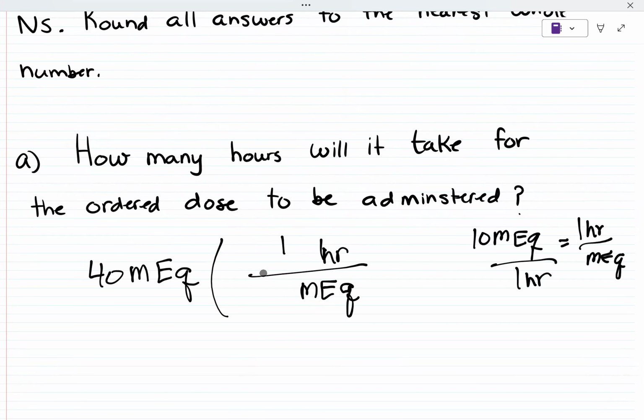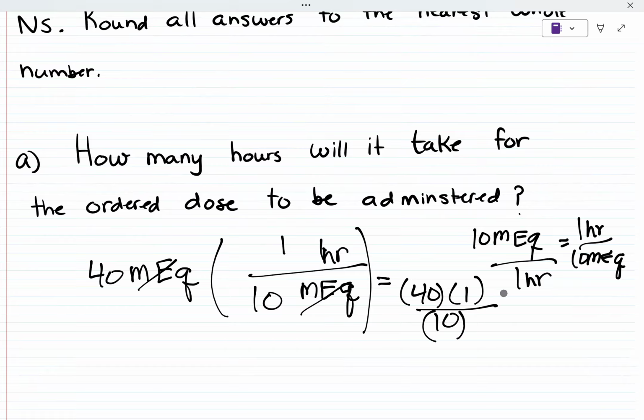Okay, so this is 10. So for 1 hour, there's 10 mEq, and then the mEq cancels. You're left with 40 times 1 over 10, which is 4 hours. Okay, so part A says how many hours will it take for the ordered dose to be administered? It would take 4 hours.